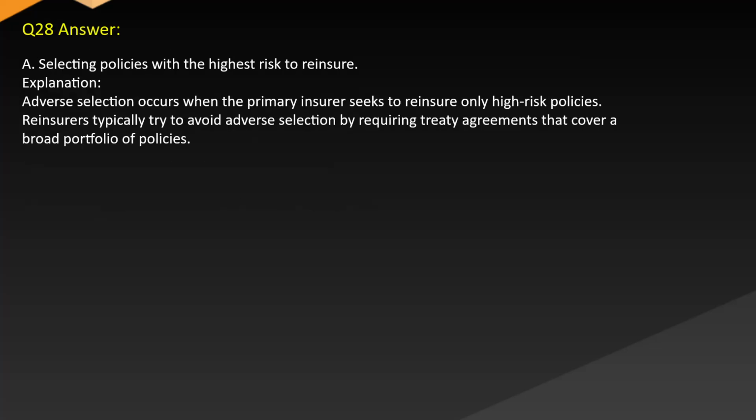Answer: A. Selecting policies with the highest risk to reinsure. Explanation: adverse selection occurs when the primary insurer seeks to reinsure only high-risk policies. Reinsurers typically try to avoid adverse selection by requiring treaty agreements that cover a broad portfolio of policies.